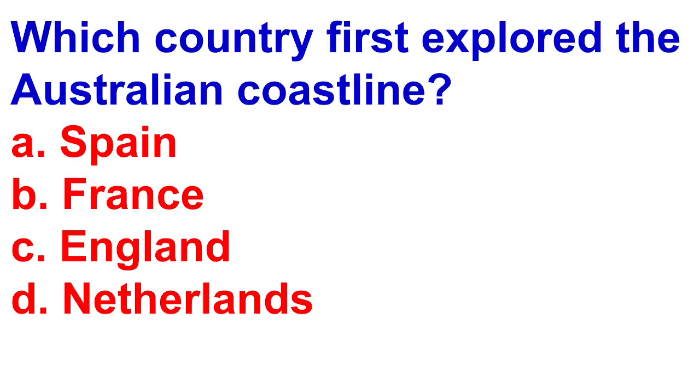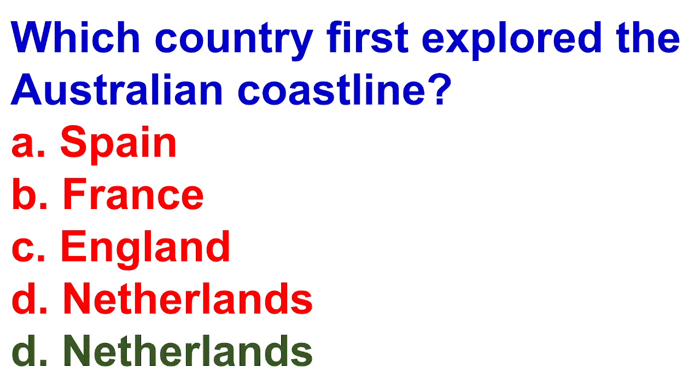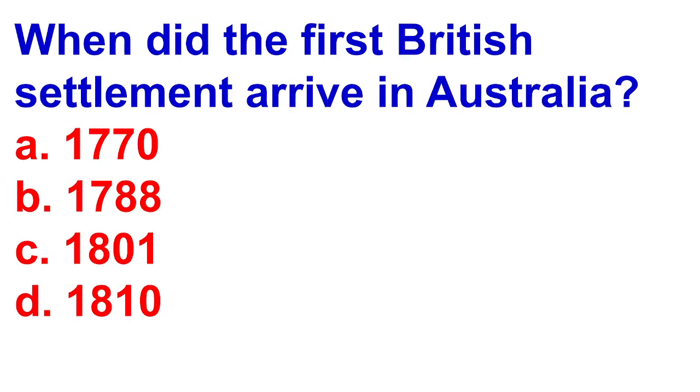Which country first explored the Australian coastline? A. Spain. B. France. C. England. D. Netherlands. Answer: D. Netherlands. When did the first British settlement arrive in Australia? A. 1770. B. 1788. C. 1801. D. 1810. Answer: B.